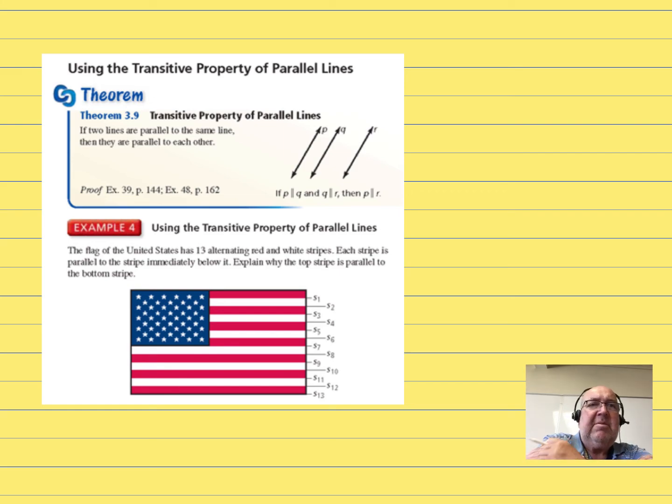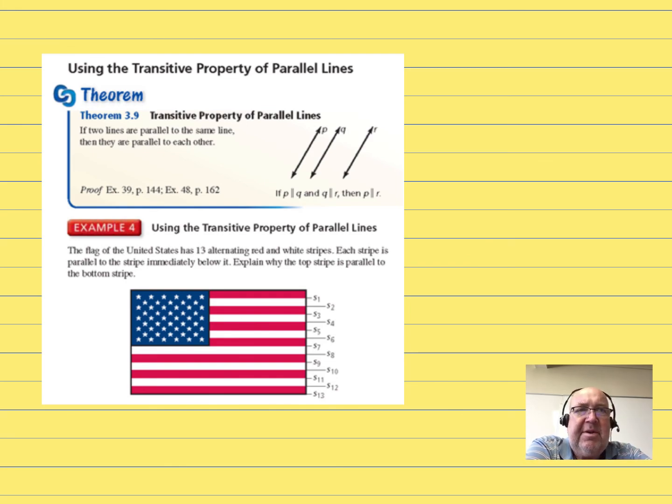This is just a problem to think about. So the transitive property: if one line is parallel to another, say P is parallel to Q, and Q is parallel to R, then P is parallel to R. Just like you to think about this problem: the flag of the United States has 13 alternating red and white stripes. Each stripe is parallel to the stripe immediately below it. Explain why the top stripe is parallel to the bottom stripe.